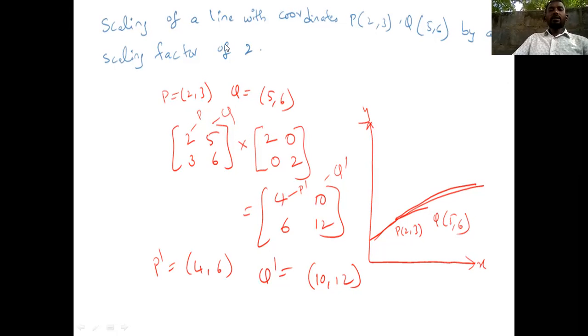The scaling factor is nothing but 2 1. So 2 comma 0, 0 comma 2. You can multiply this: 2 into 2 is 4, 5 2s are 10, 3 2s are 6, 6 2s are 12. So the final transformation of scaling is P dash 4 comma 6, Q dash 10 comma 12. These are the examples of scaling.